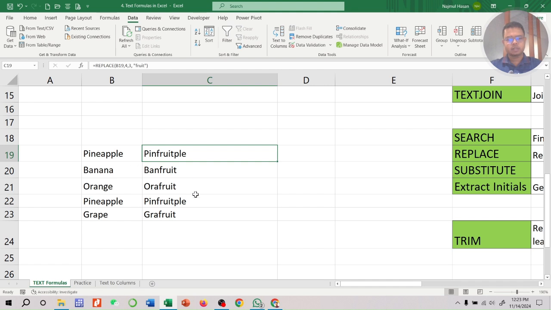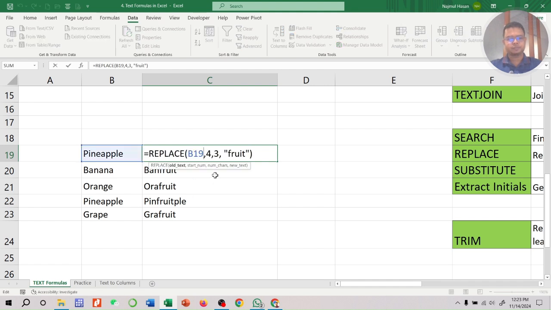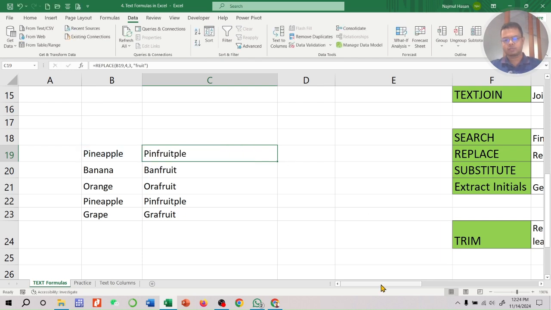Okay. It means I replaced the word after the three characters. I'm starting with four characters. From the fourth character, I replaced the next three characters with the word fruit, right? Okay, this is the replace function.